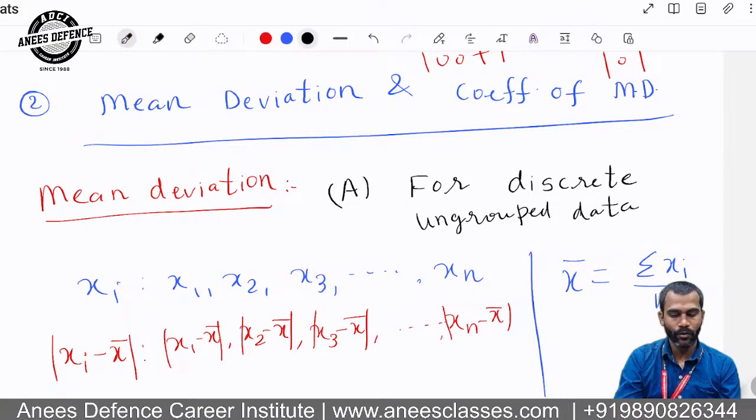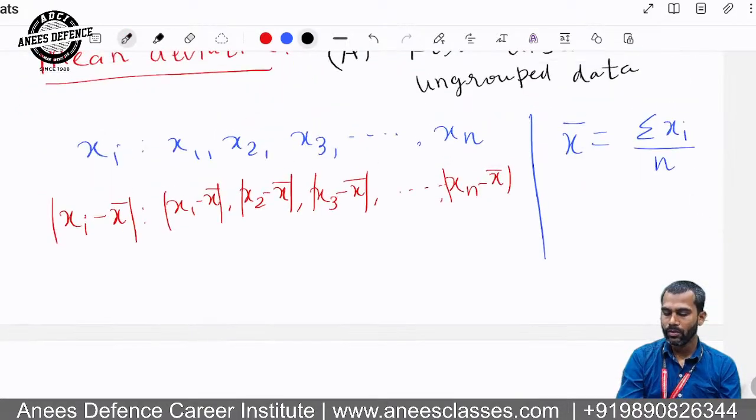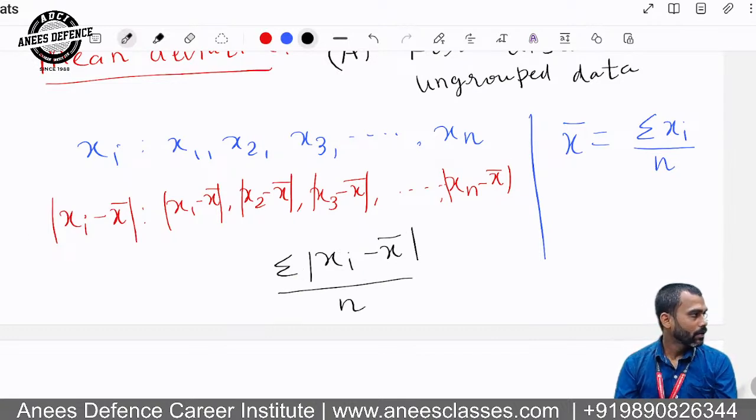Sum divided by total number of observations. Yes or no? Yes, sir. So if I add xi minus x bar, this row, second row, and then you have to just divide it by n. That is nothing but mean deviation.